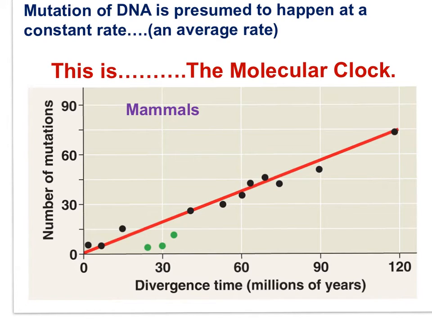Therefore, the number of differences can be used as a molecular clock to measure the time since two divergent groups shared a common ancestor. For example, if the number of base differences between two species is 50 mutations, then the date of divergence is approximately 90 million years ago. If the number of differences in the DNA base sequence between two species is lower, let's say 15, then the date of divergence is approximately 25 million years ago. In other words, the common ancestor of the two species being compared lived 25 million years ago.